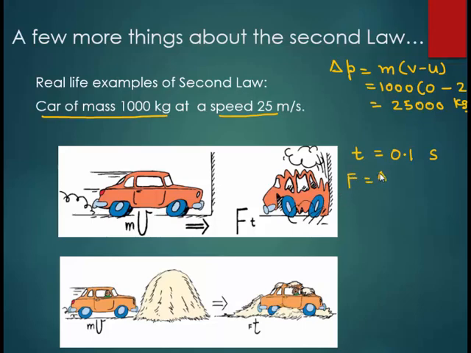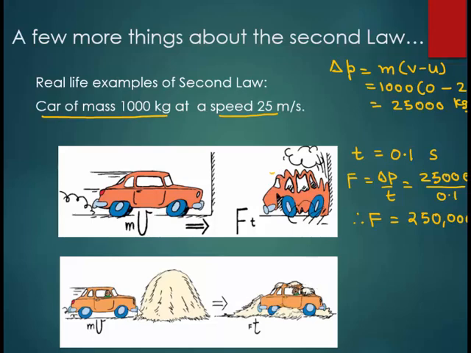Force, we know, is delta P by delta T. Delta P is 25,000 divided by 0.1. This will give me a value of the force acting on the car as 250,000 Newton. You can imagine this force. The moment it hits the wall, a force of 250,000 Newton acts on it, and therefore it leaves a major impact on the car, as shown over here.